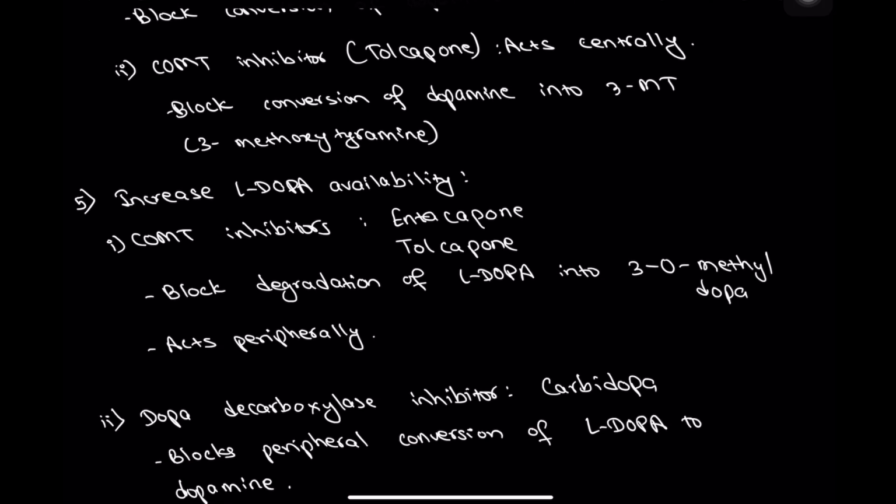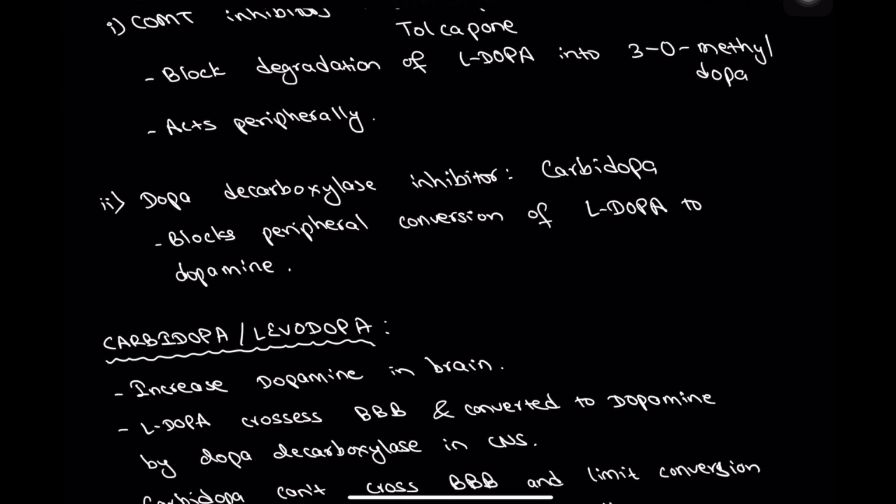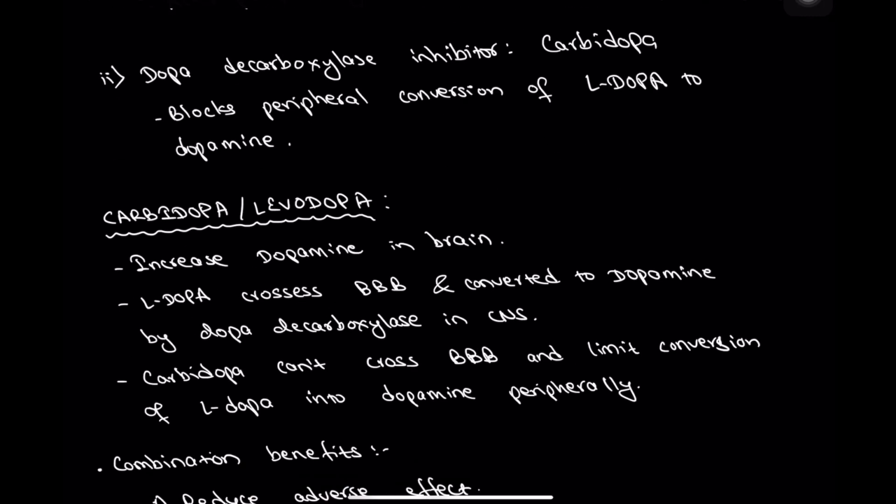And another group of drugs increases L-DOPA availability. COMT inhibitors which act peripherally are entacapone and tolcapone. They block the degradation of L-DOPA into 3-O-methyl-DOPA peripherally. Next is DOPA decarboxylase inhibitor, which is carbidopa. It blocks the peripheral conversion of L-DOPA to dopamine.